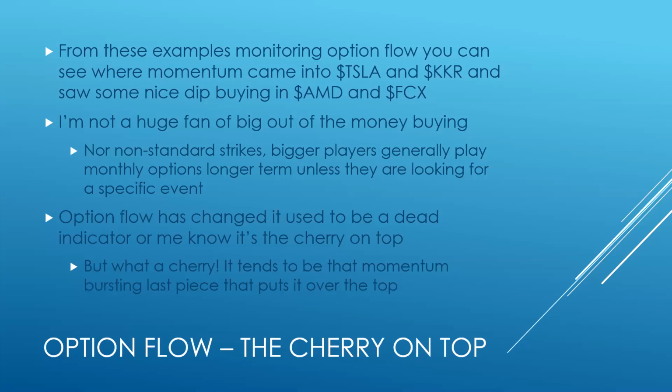I'm not a huge fan of big out-of-the-money call buying or put buying, or non-standard strikes. The bigger players generally play monthly option terms unless they're looking at a specific event. So when you see all these non-standard strikes, like buying the Feb 14th calls, it's Valentine's Day. It's weird, right? The February expiration is the following week on the 21st. I'm not a huge fan of that.